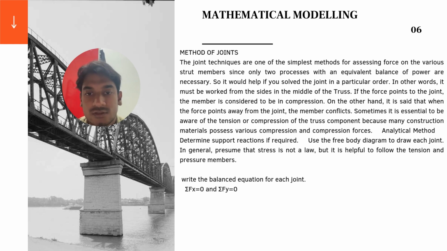Okay, so for the method of joints, it must work from the side to the middle of the truss. The first step is we determine the support reactions if required, and second we must draw the free body diagram of all the joints. And the third is we must write the balance equations for each joint, which is the total of Fx equal to 0 and the total of Fy equal to 0. And the last one is we must calculate the equations from joint to joint.